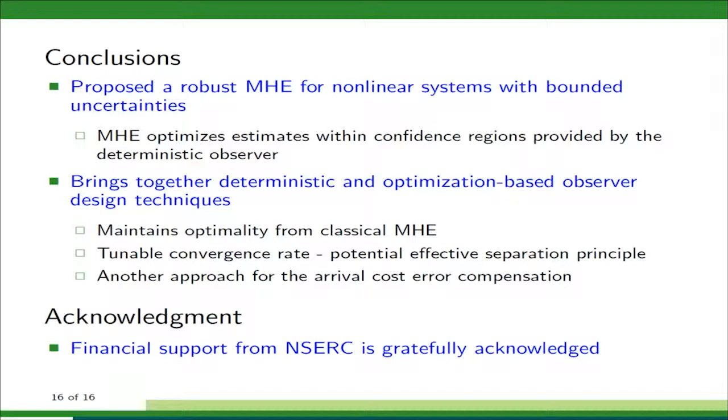So in conclusion, in this work we discussed a robust moving horizon estimation scheme for nonlinear systems with bounded uncertainties. And it can combine the advantages of deterministic observers and also moving horizon estimation in a unified framework. The key feature is that this moving horizon estimation uses confidence regions provided by the deterministic observer to estimate state estimates.